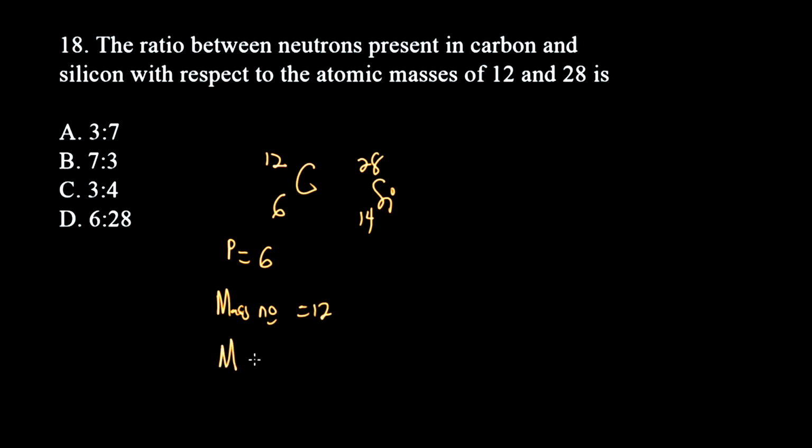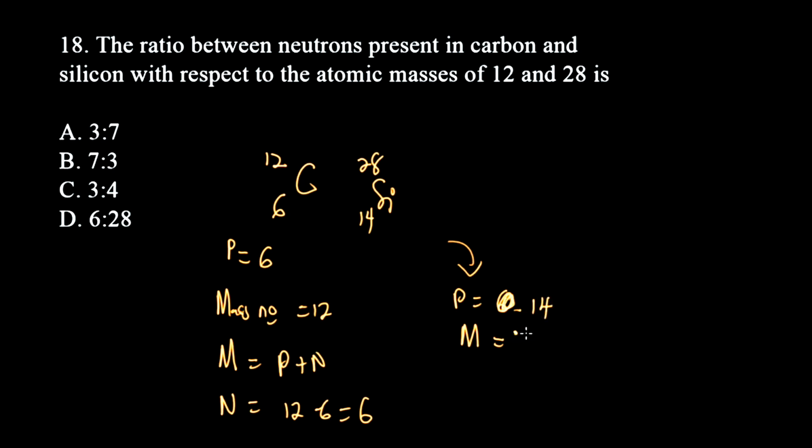So therefore we have mass number equals proton plus neutron. So we have our neutron equals 12 minus 6, and that's 6 neutrons. For silicon, the proton is 14 rather. So the mass number is 28, which is this. So mass number equals proton plus neutron. So the neutron for silicon is 28 minus 14. So we have it to be 14 neutrons.